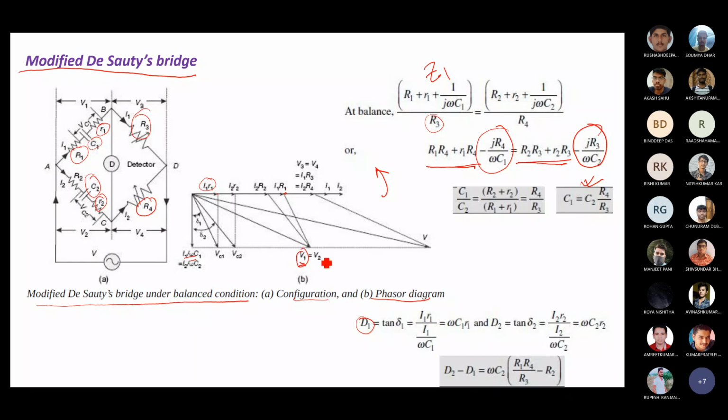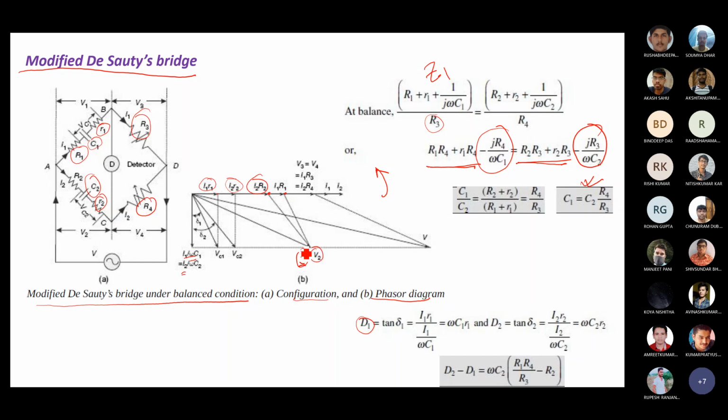That value is also the same as V2. V2 equals I2 R2 plus I2 by j omega C2. So this is your V1 and V2.